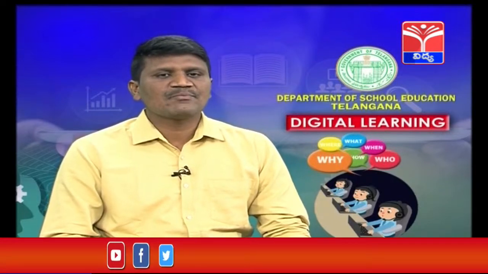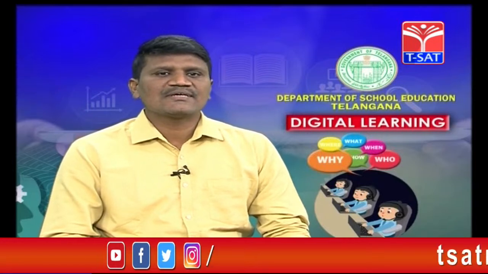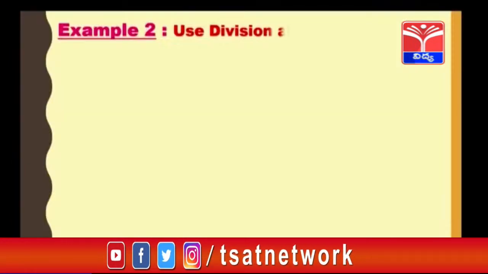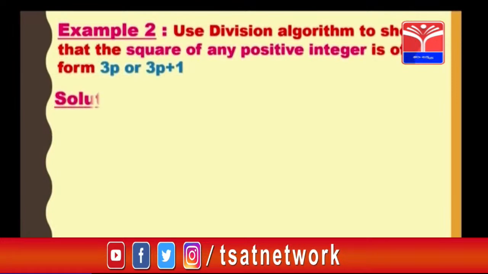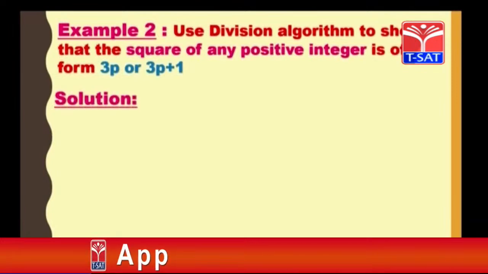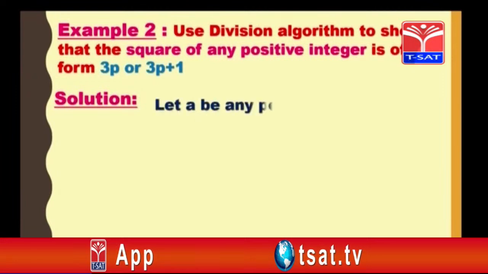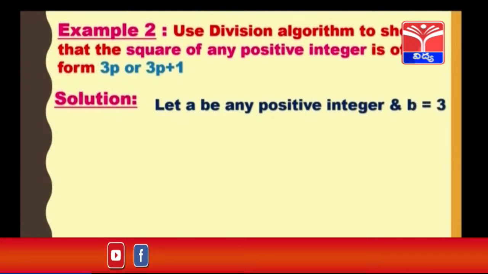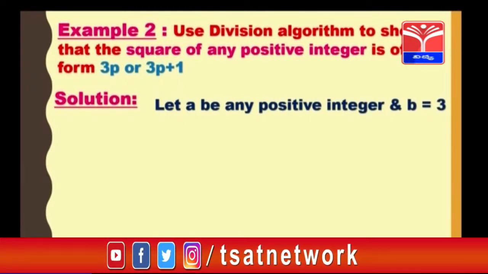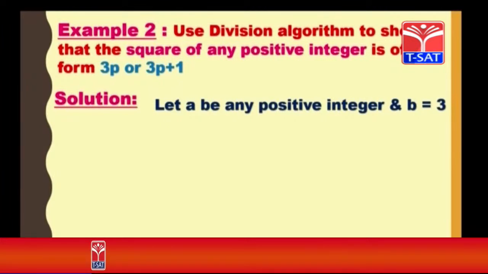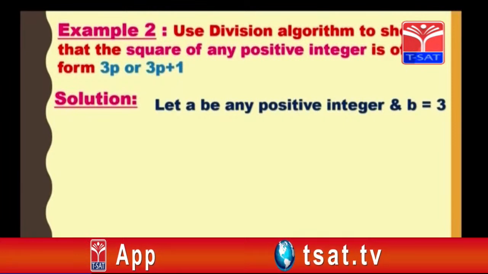So let us solve the same problem using Euclid division lemma. The same example I am taking here. Use division algorithm to show that the square of any positive integer is of the form 3p or 3p plus 1. The solution is: let a be any positive integer and b is equal to 3. Why are we taking b is equal to 3 here? In the question they have asked for the square of any positive integer to be of the form 3p or 3p plus 1. That is why we are taking b as 3.